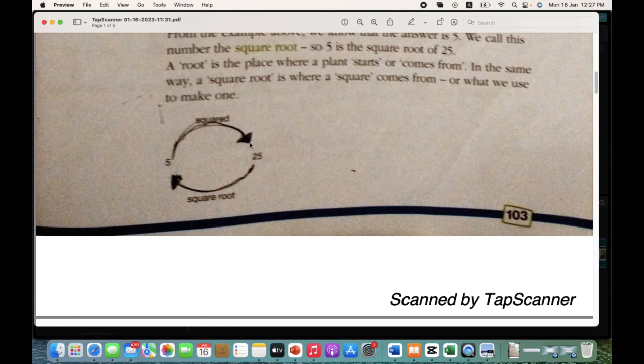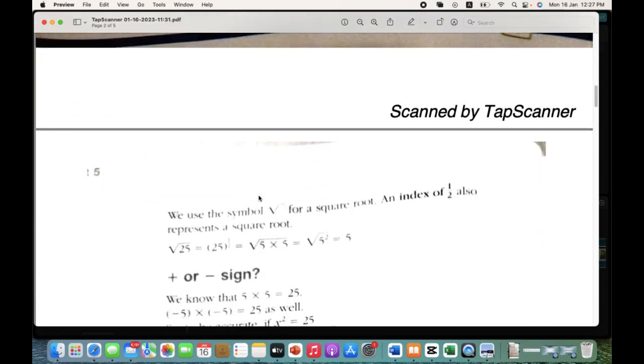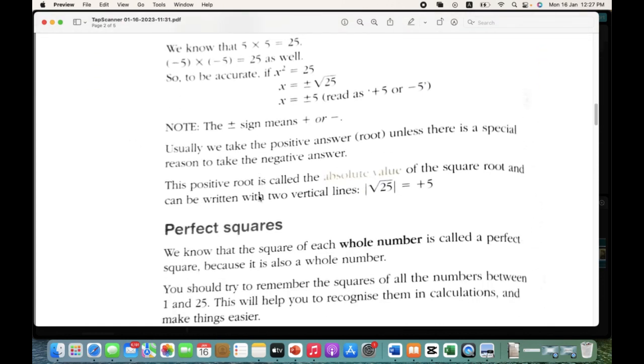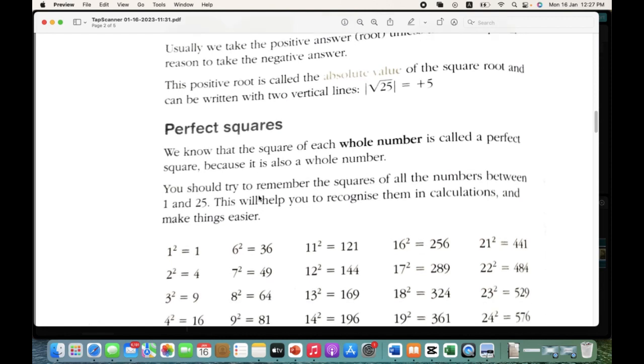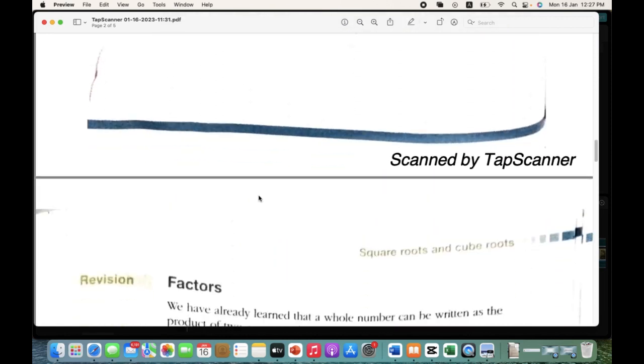You go forward, you square 5, you get 25. You find the square root of 25, you get back 5. Okay, that's that for that. And let's move on. I've talked about the sign: if you find the square root of any number, you get plus minus. These are squaring the first 25 numbers.